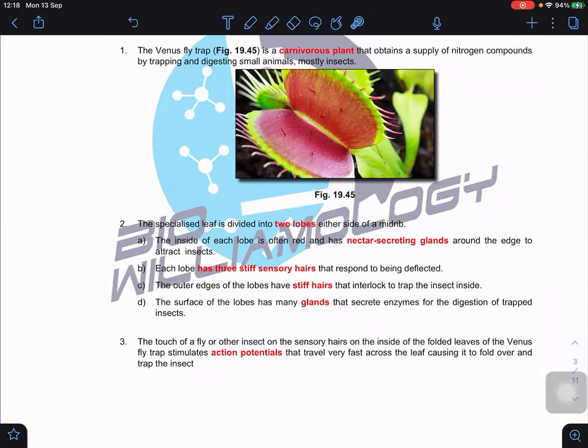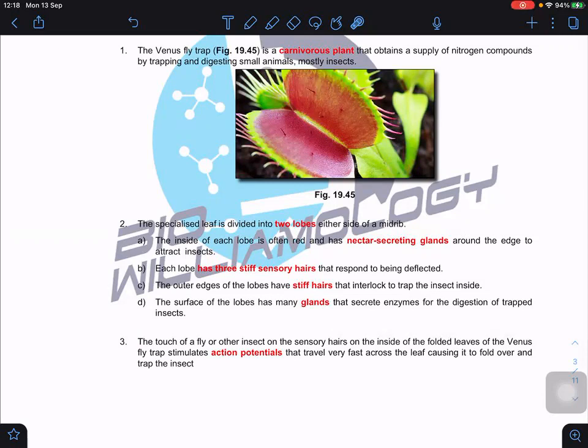But again, a trigger of one hair won't cause the closure of the leaf. But trigger the second hair within 20 to 35 seconds. Let's say I touch one hair, then another one, within 20 to 35 seconds. What will happen here? Immediately the trap closes. Are you clear? So it means that the touching of this hair actually generates the action potential.